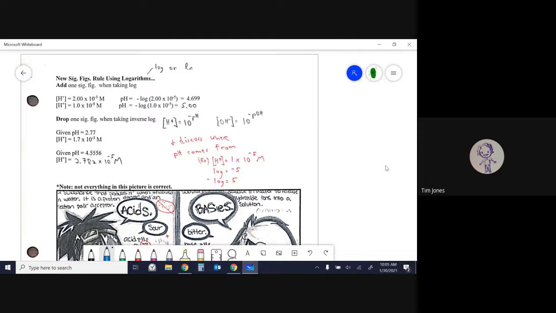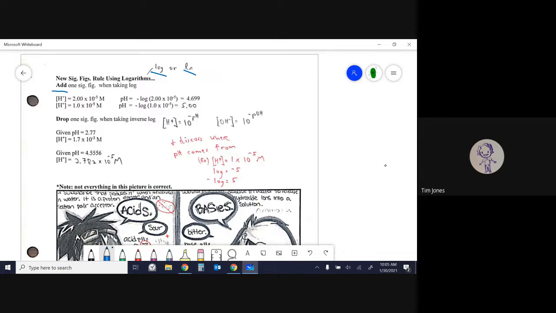So it turns out there are many more rules for sig figs than what we typically cover. I'm just going to cover one, and I'm going to do a simplified version. Anytime you do logarithms, whether it's a regular base 10 log or a natural log, if you are taking the log, I want you to add one sig fig.